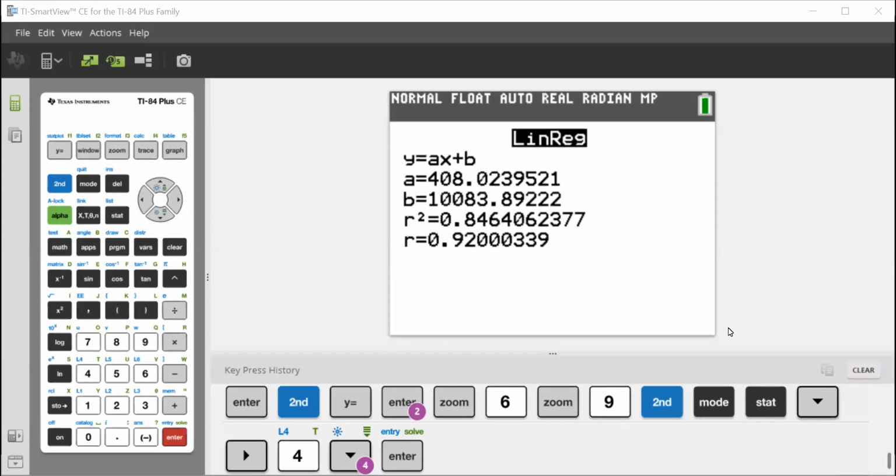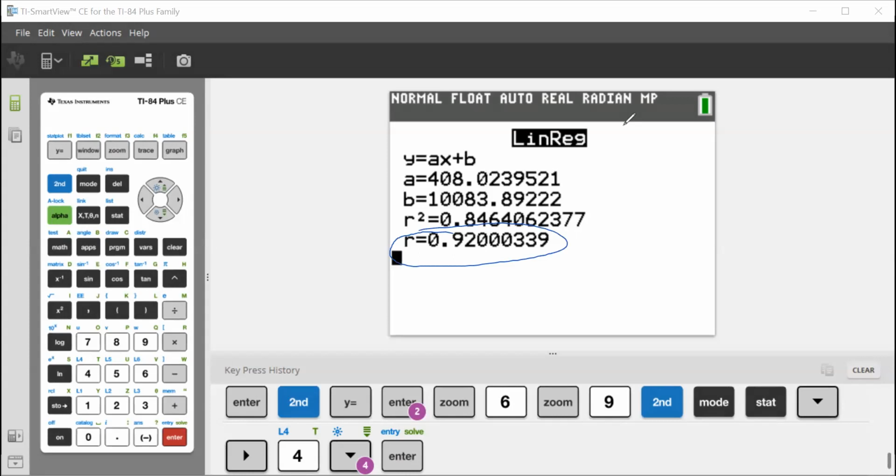Just have one more thing to go over. And that, in this case, is this value of R here and what it means. So recall when we turned on our diagnostic on our calculators and did our linear regression calculation, we got this value for R here. And so we want to understand what this means.